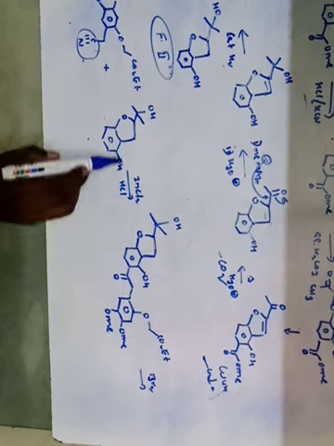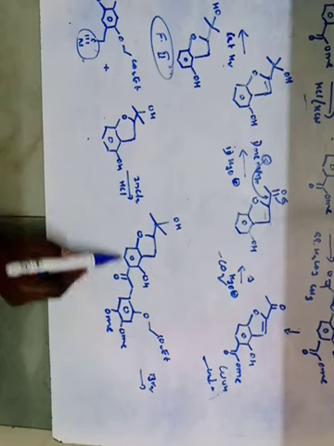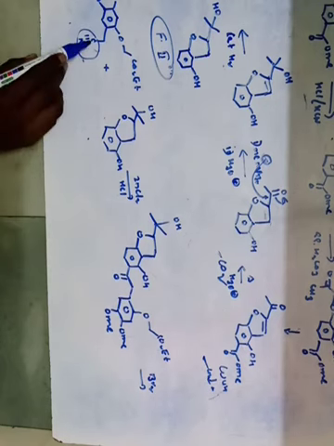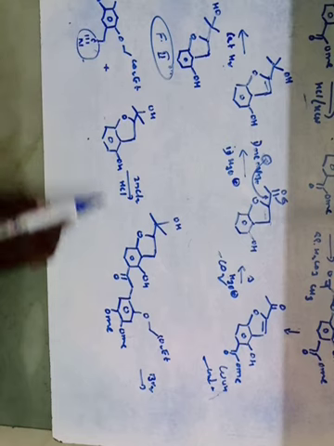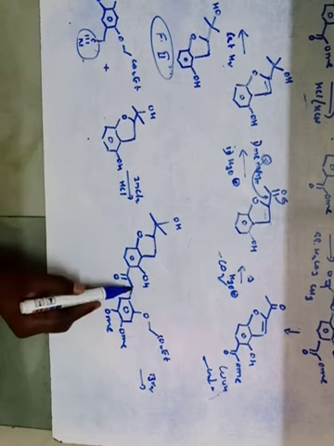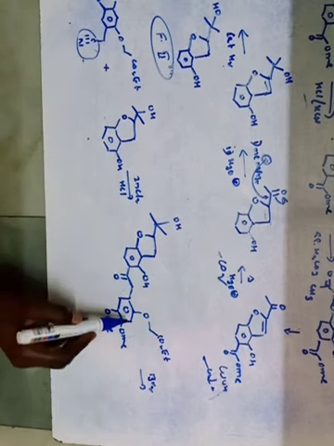So first I will write this one, C double bond O. Here this will be converted to a C double bond O, and here this carbon atom, and the total structure will be here.